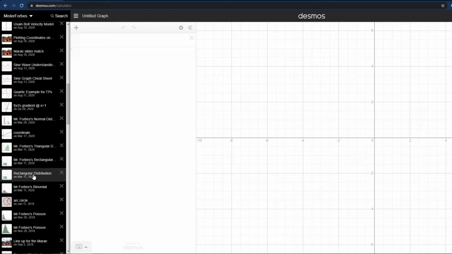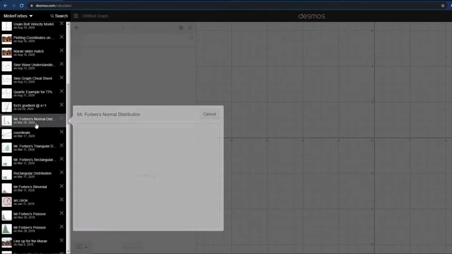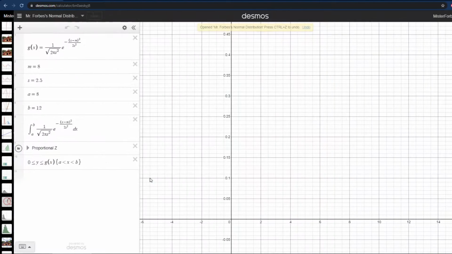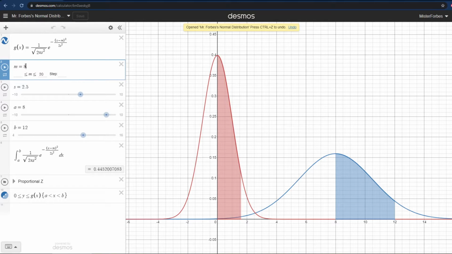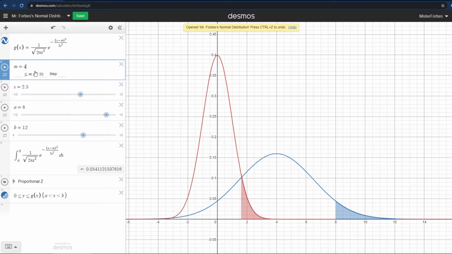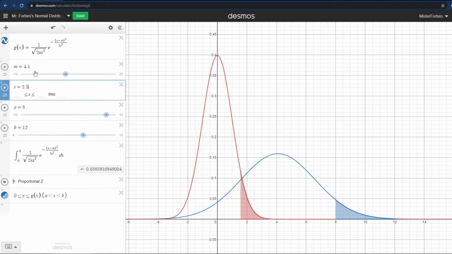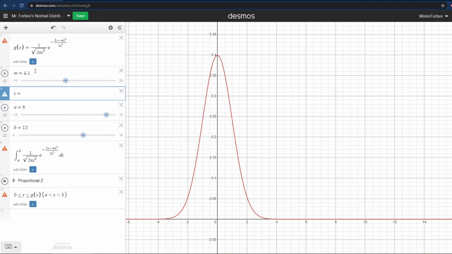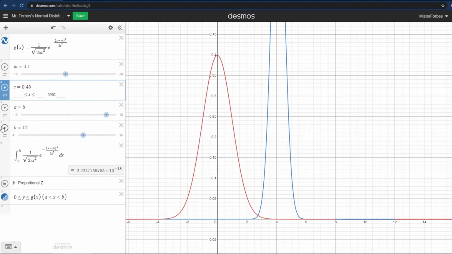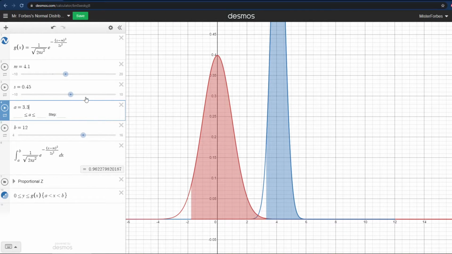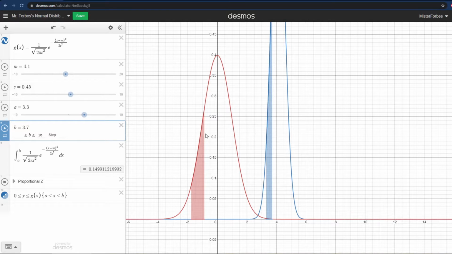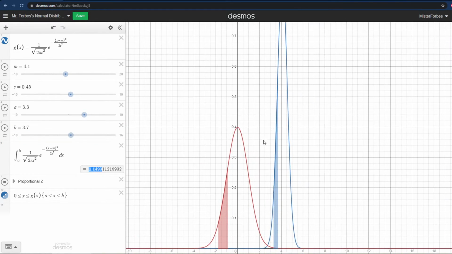Okay, so here we got normal distribution. Yes, Mr. Forbes, normal distribution. Great. So here you type in your mean. What was our mean? 4.1. What was our standard deviation? 0.45. What are we looking between? We were looking between 3.3 and 3.7. So you don't need to have a graphics calculator, but because you're sitting an NCEA exam, you do. Look at this. Probability 0.1493.